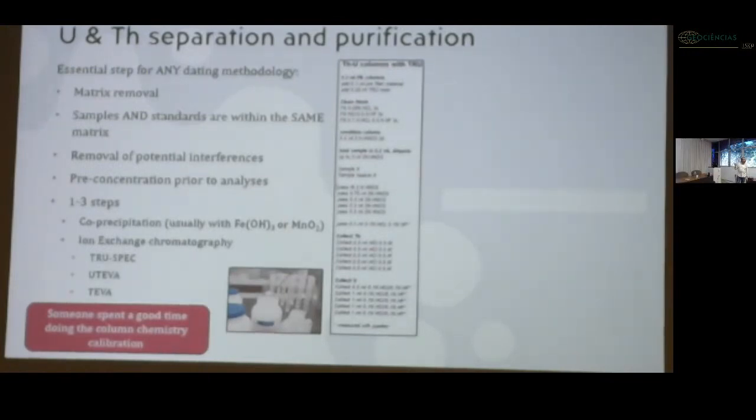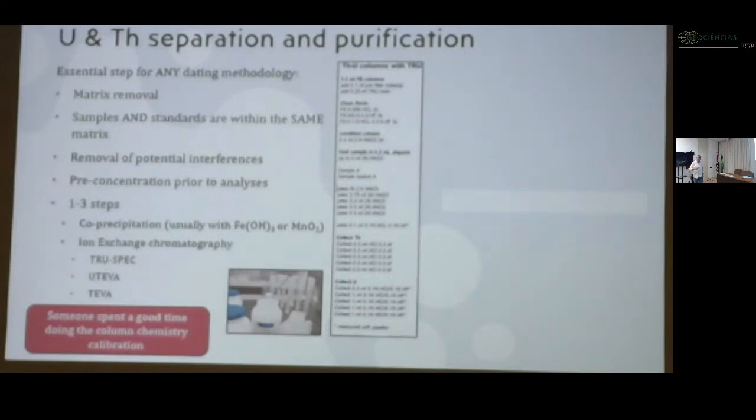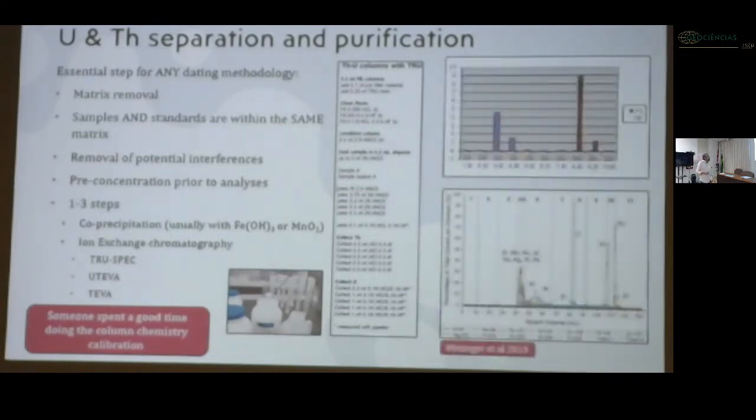Following a procedure like this. So one of the things that I need to tell you is that sometimes when you go to a lab, they'll say, oh, you just follow this procedure and, as they say, Bob's your uncle. The thing is, someone spent a fair bit of time actually getting the uranium and thorium separation. And this is how they actually look, these calibration curves. This is from my lab, this is from another paper. Basically, you need to know exactly when uranium is coming out from the ion chromatography columns and when the thorium is being eluted, and when other elements that are potential interferences are being separated. So there's a fair bit of work to getting all these prepared.